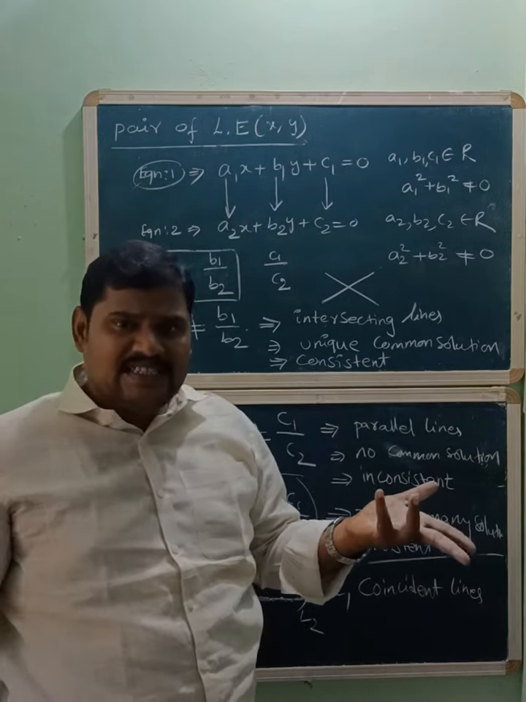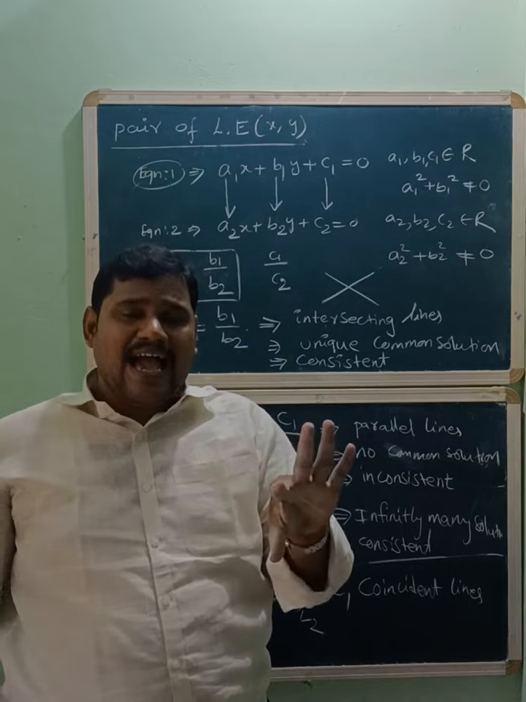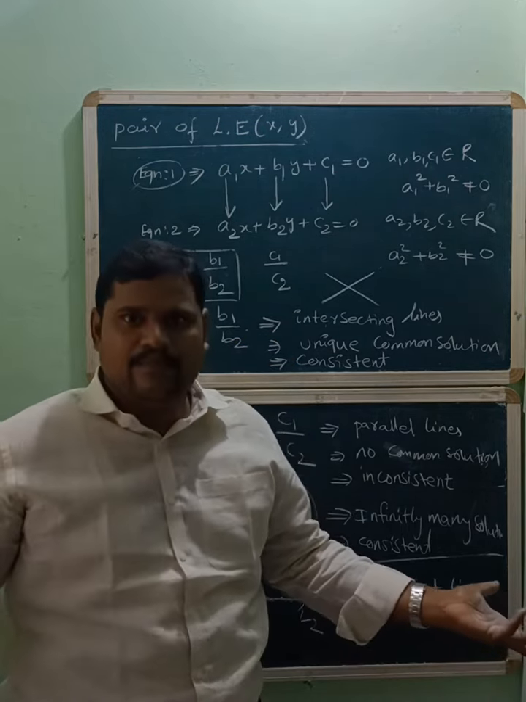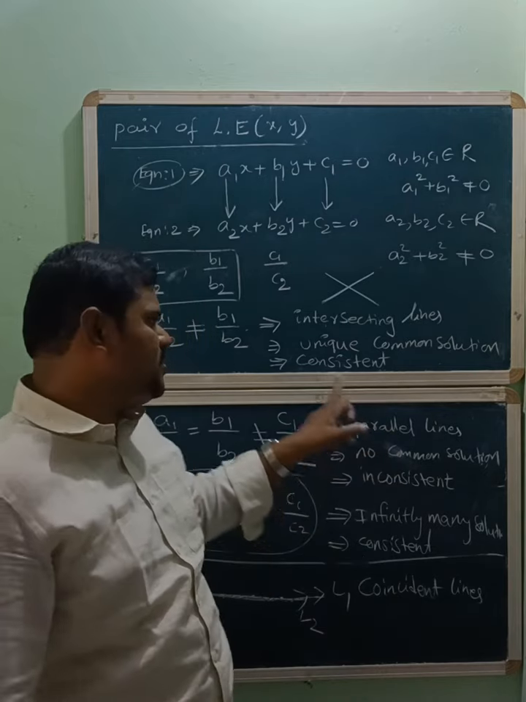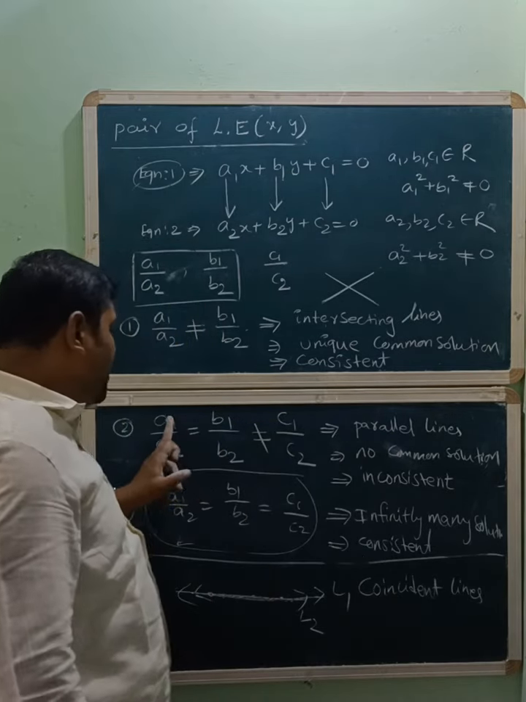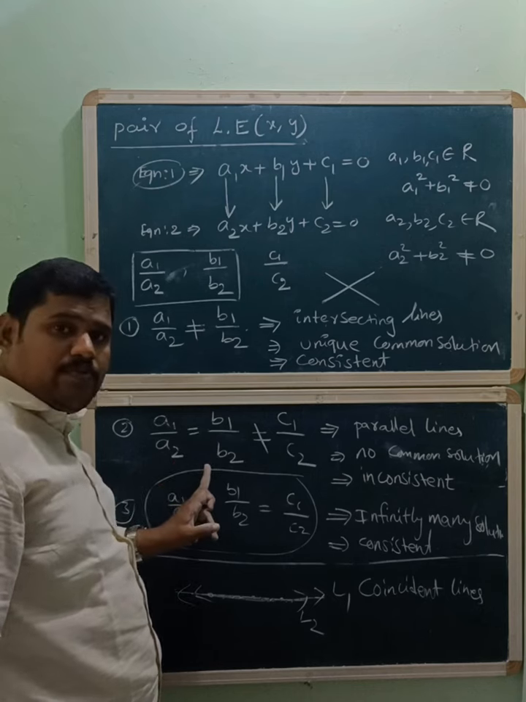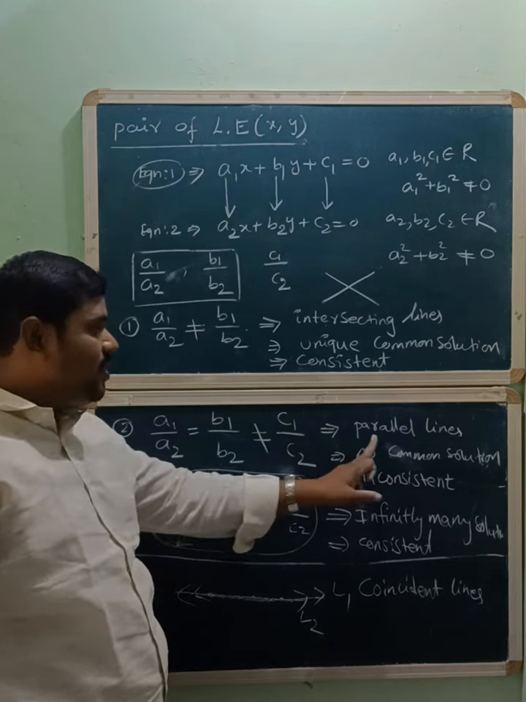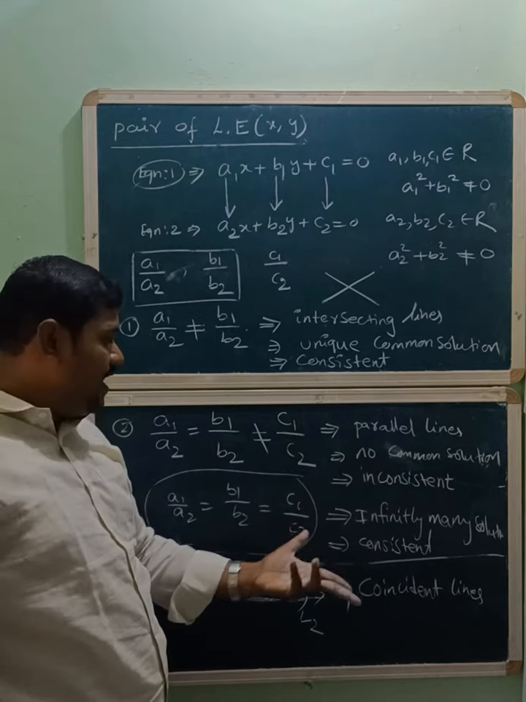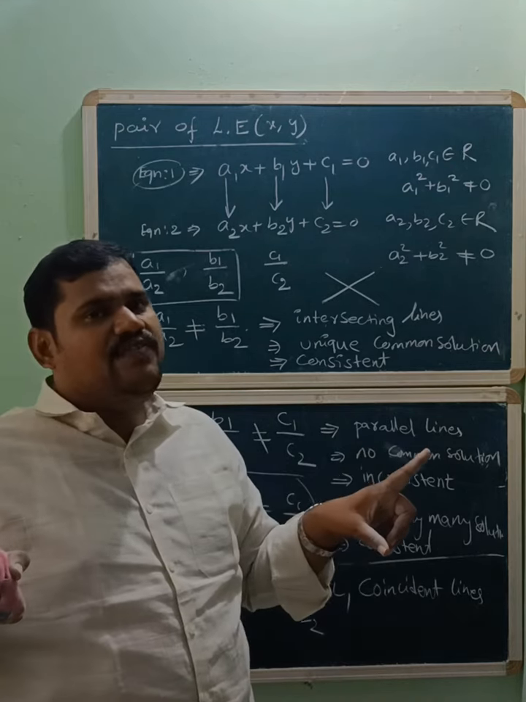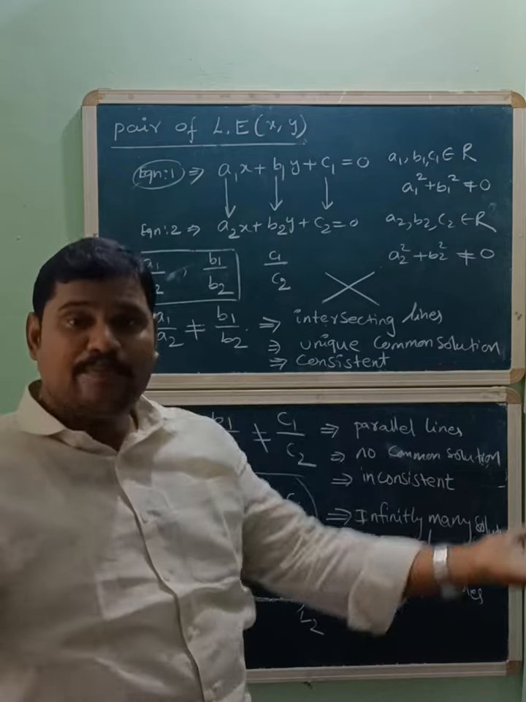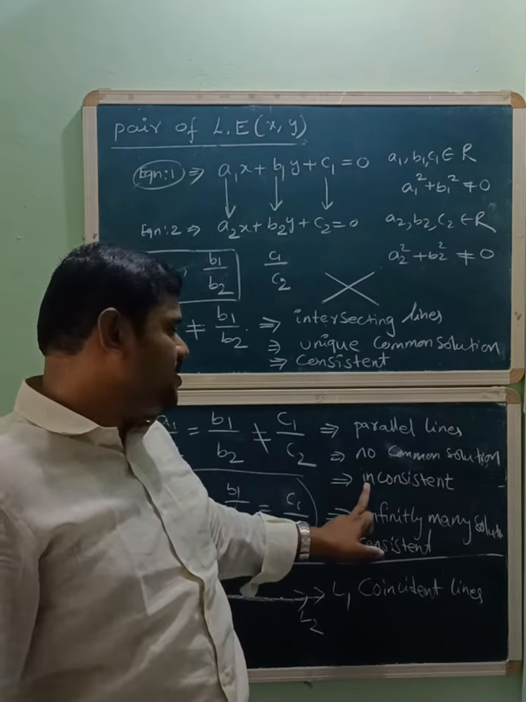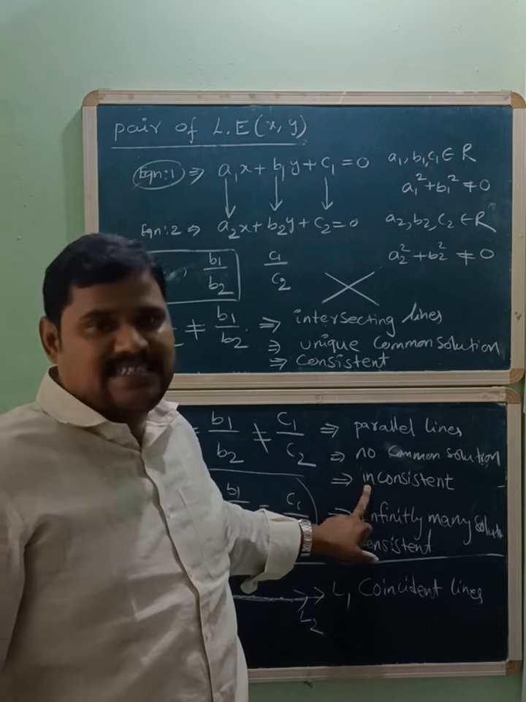What is the meaning of consistent? If any two lines have at least one solution, then we can say the lines are consistent, or otherwise inconsistent. So these are consistent. Similarly, if a1 by a2 is equal to b1 by b2 but not equal to c1 by c2, then the two lines are parallel lines. Parallel lines never touch anywhere, so there are no common points and no common solutions. No solutions means that the lines are inconsistent.